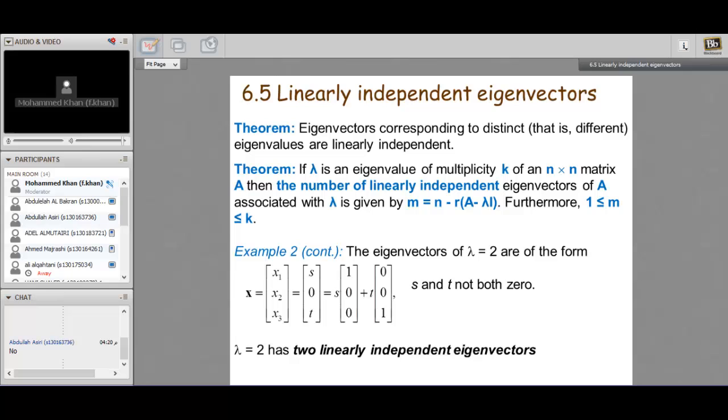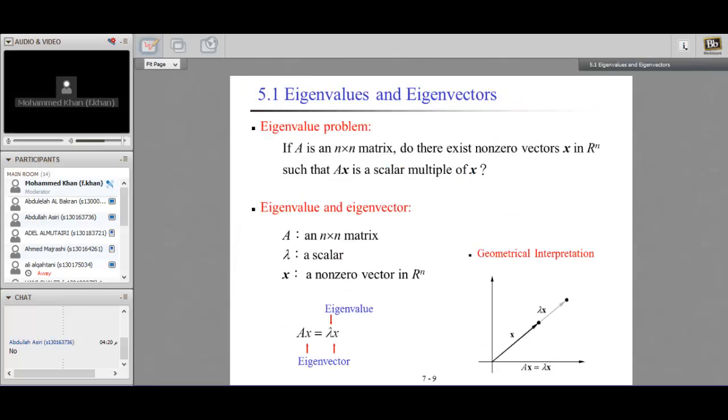There are some more explanations given about linearly independent eigenvectors. What is the eigenvalue problem? If A is an n cross n matrix, does there exist a non-zero vector x such that Ax is a scalar multiple of x? So if A is an n cross n matrix, lambda is a scalar, and x is a non-zero vector, then Ax is equal to lambda x, so x is an eigenvector and lambda is an eigenvalue. By geometrical interpretation, we can represent the eigenvalue like this.